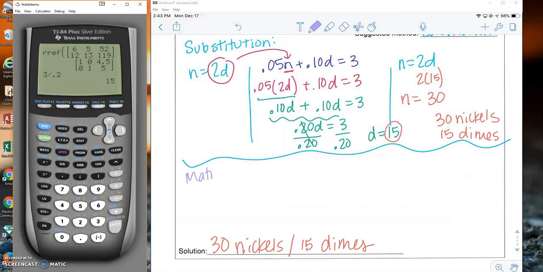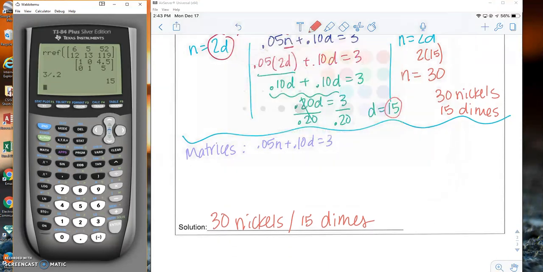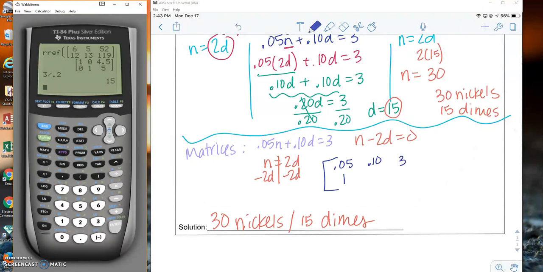Alternatively, if you wanted to use matrices, we have a top equation that's set up for it, but the bottom equation is not set up for it. So you would need to move 2D to the other side and use N minus 2D equals 0. Then in the matrix you would put in 0.05, 0.10, 3, 1, -2, and 0.